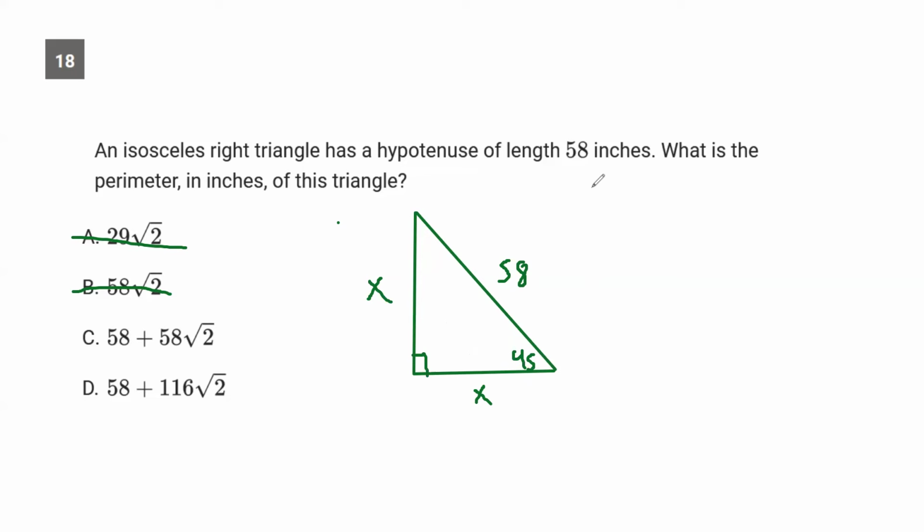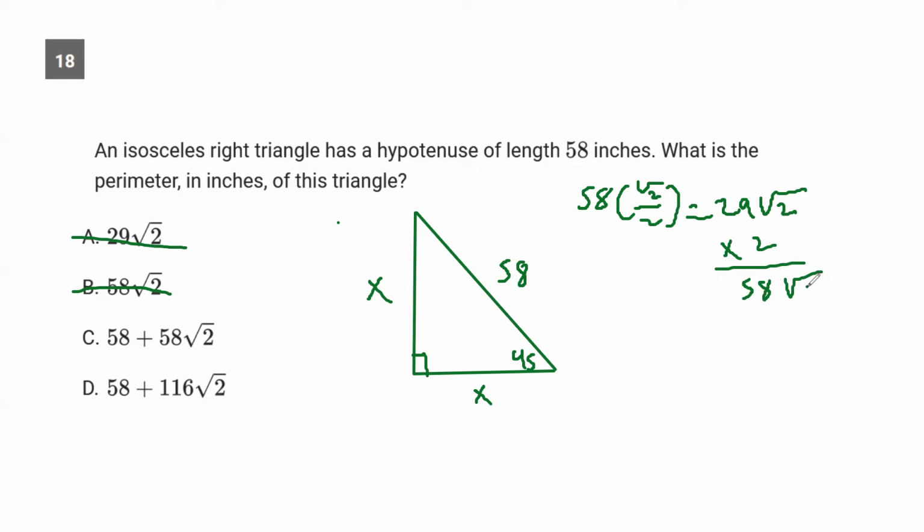What you would do there is go 58 times √2 over 2, which gets you 29√2. So each of those is 29√2, and you would multiply that by 2 to get both sides together. You get 58√2. So the perimeter is going to be 58 plus 58√2, which is C.